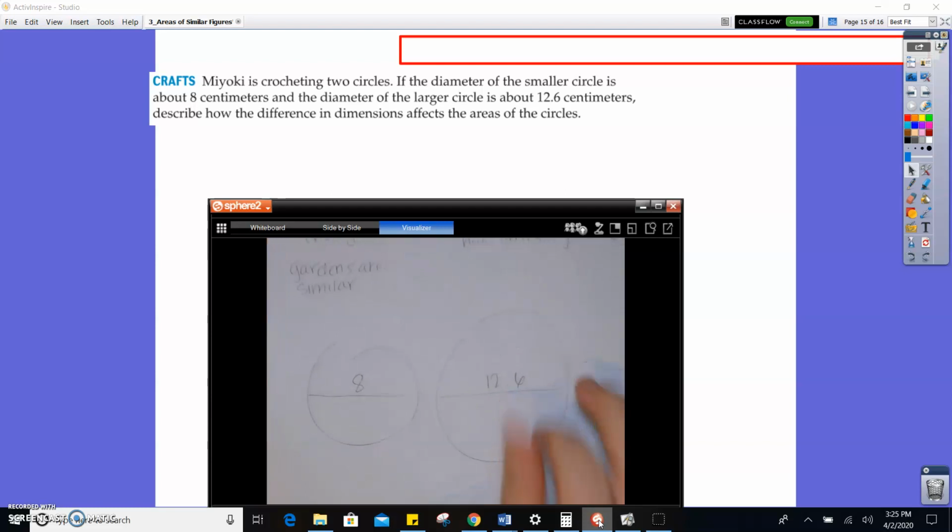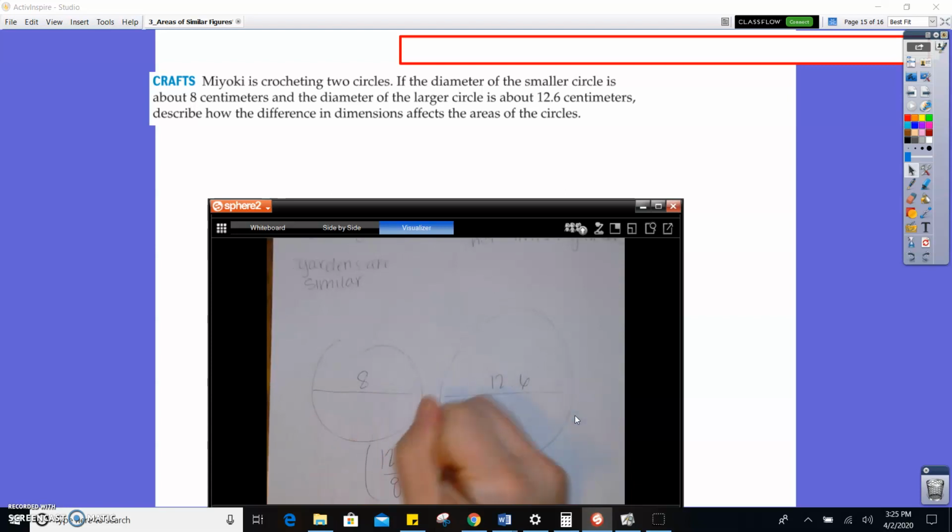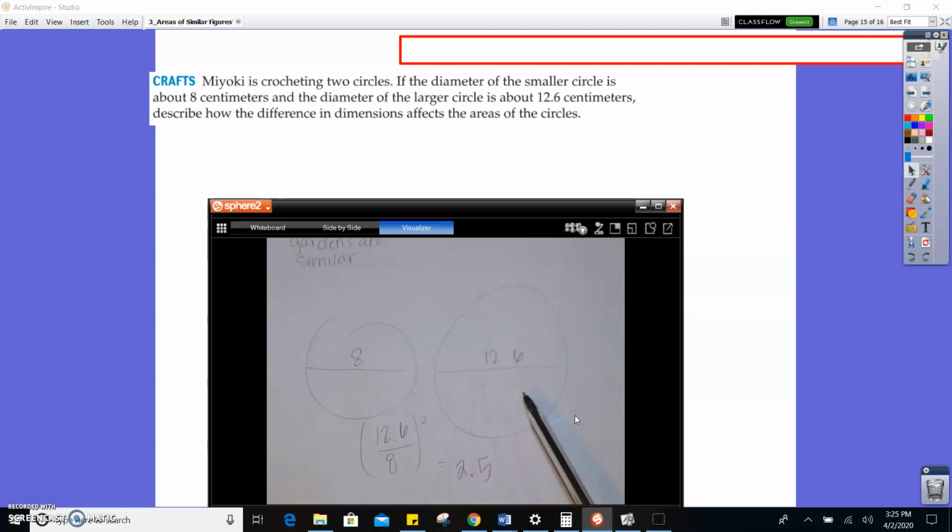Now I know that area is related by scale factor squared. So 12.6 divided by 8, and then that quantity squared, gives me a value of approximately 2.5. This means that the area of this circle is approximately 2.5 times larger than the smaller circle.